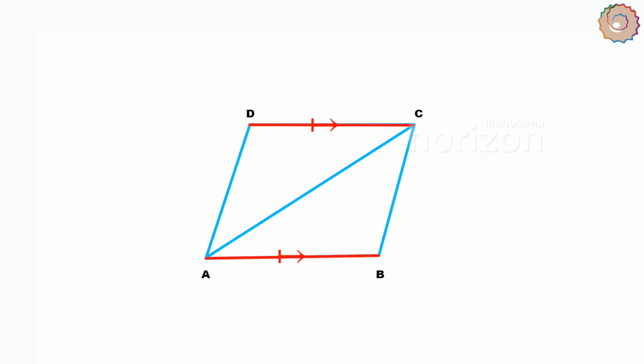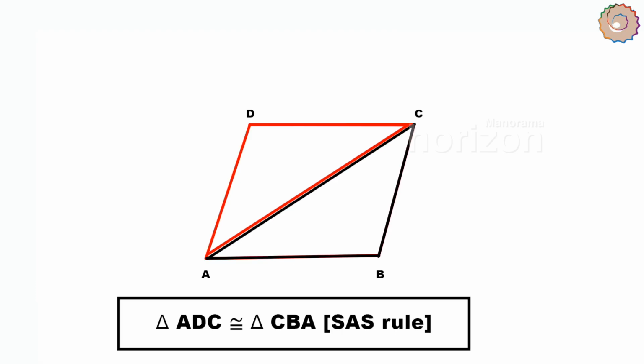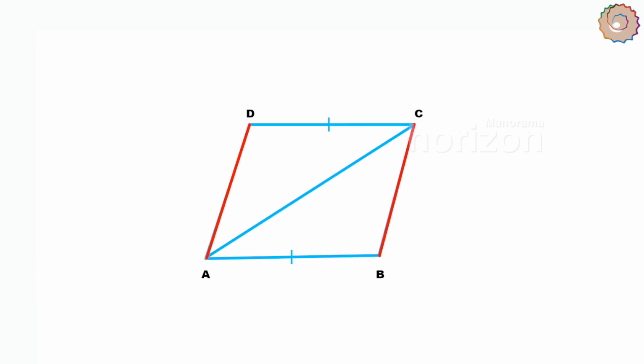Given AB parallel to CD with the transversal AC, angle BAC is equal to angle DCA by alternate angles. Mark it as equation number 1. Now, in triangle ADC and triangle CBA, AB equal to CD, it is a given data. Angle BAC is equal to angle DCA from equation number 1. Again, AC is equal to CA. They are the common sides. So, triangle ADC is congruent to triangle CBA by SAS rule, that is side angle side. Hence, AD equal to BC by CPCT.